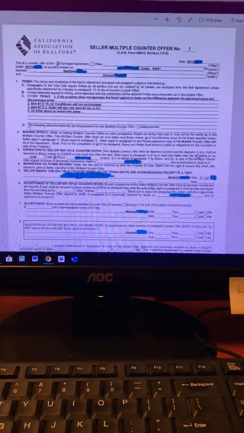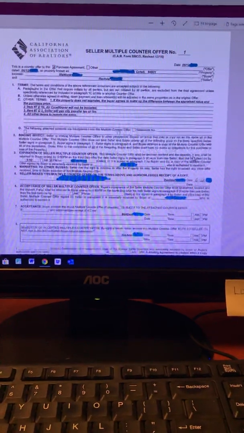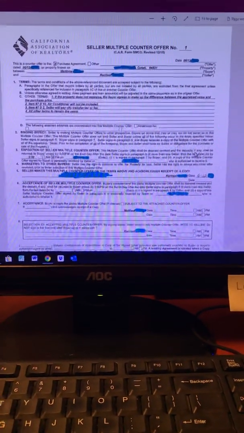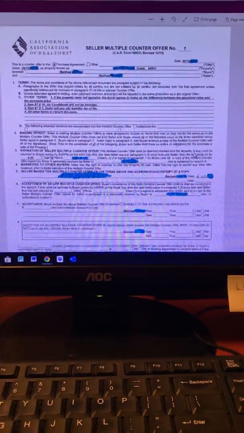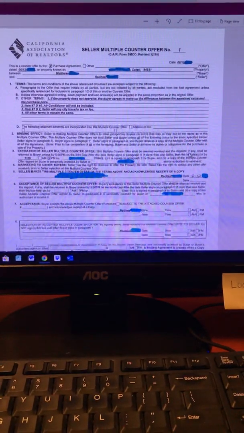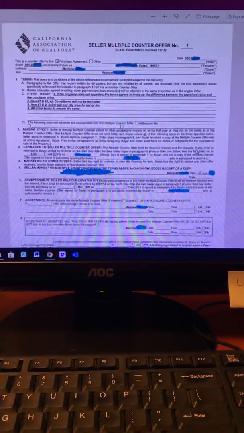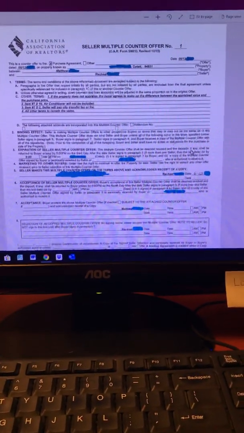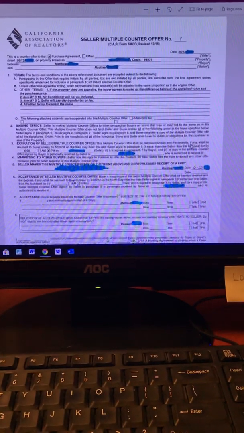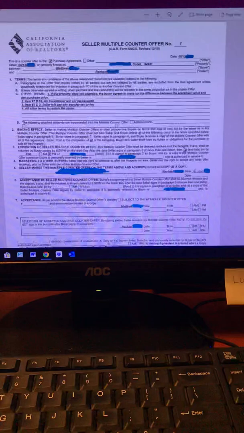This is a California Association of Realtors seller multiple counteroffer form. Remember, you do not have the right to utilize these forms unless you're a member of the California Association of Realtors or you receive their permission in some other way. But this is how you complete the seller multiple counteroffer.